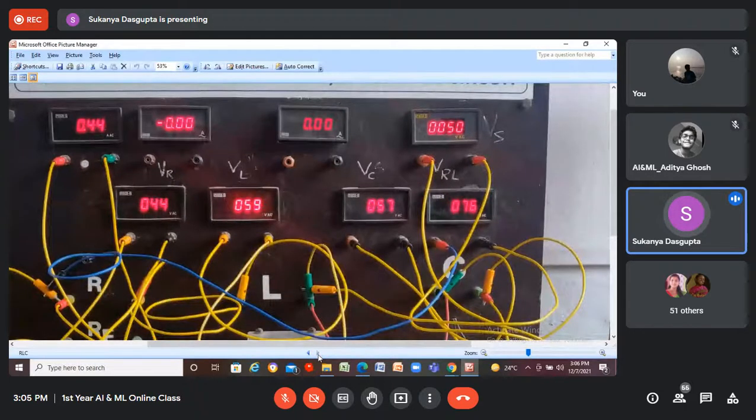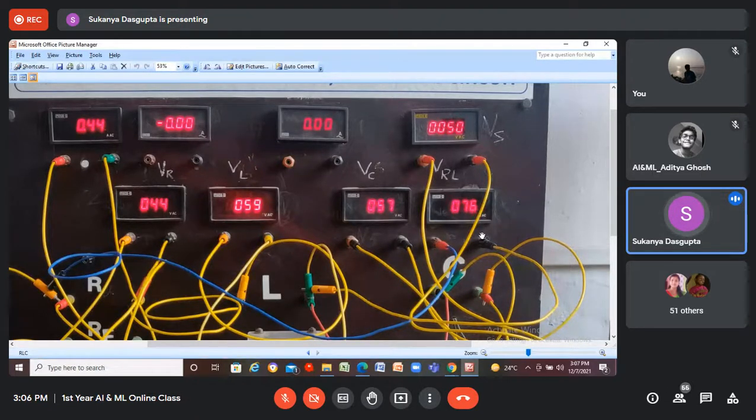Next is the RLC series circuit. For RLC series, note down Vs, the supply voltage, 50 volt. Source current 0.44 ampere. And for the RLC series circuit, VR is 44 volt, VL is 59 volt, VC is 57 volt, and VRL is 76 volt.